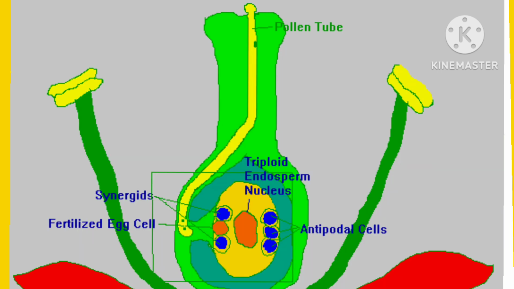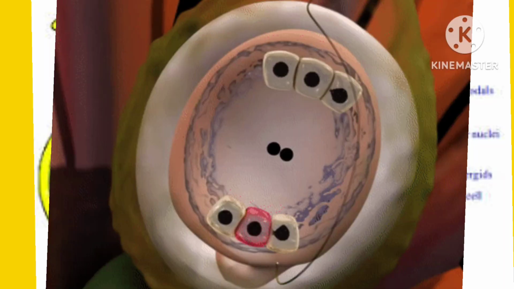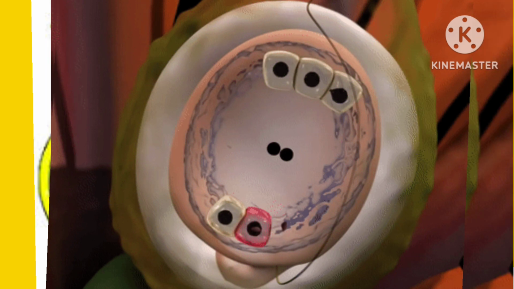Now the second nucleus deposited in the embryo sac by the pollen tube moves to the center and unites with the fusion nucleus. The zygote develops into the embryo. Union of one male nucleus with the egg and the second one with the fusion nucleus is called double fertilization.